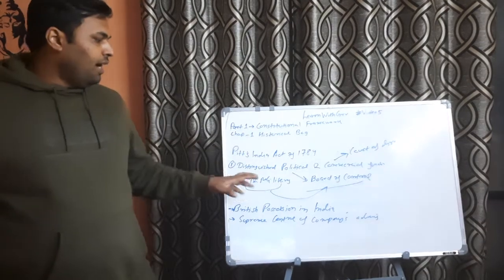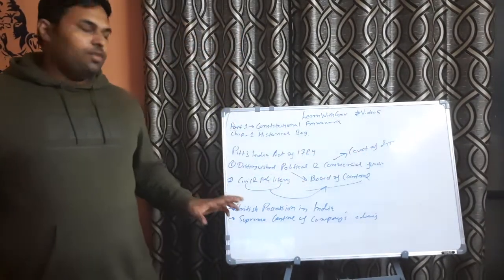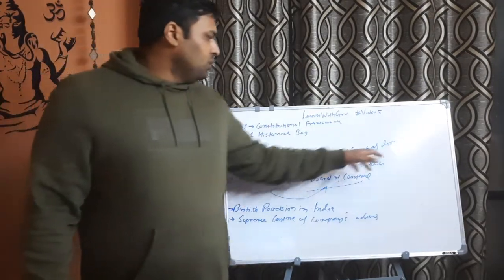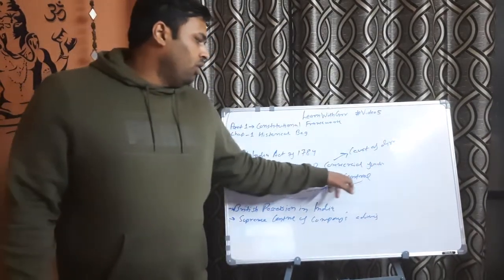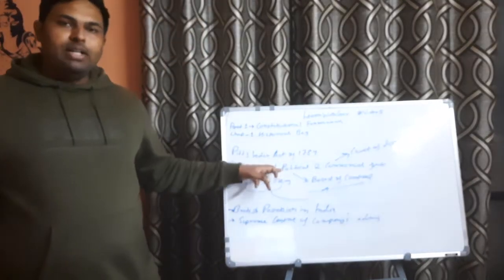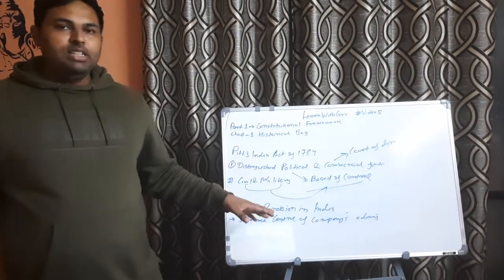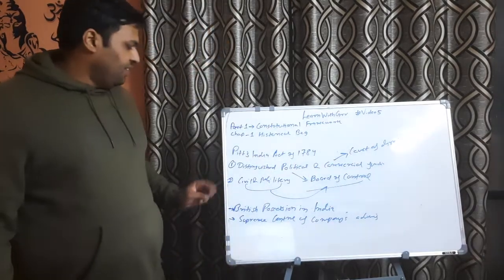So earlier we only had one body called Court of Directors, which was the governing body of the East India Company. But now we had two bodies, Court of Directors, which will take care of the commercial functions of the company, and Board of Control, which will take care of the political matters of the company. Also, the civil and military operations were also taken care of by the Board of Control. That was the second feature.